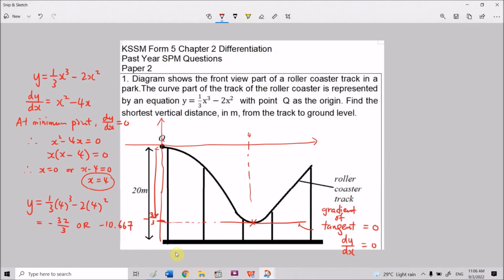So the shortest vertical distance equals 20 meters minus the distance here, minus 32/3, which you will get 9 1/3, or 9.333 meters. Okay, so it means that from here to here, the distance is 9.333 meters.